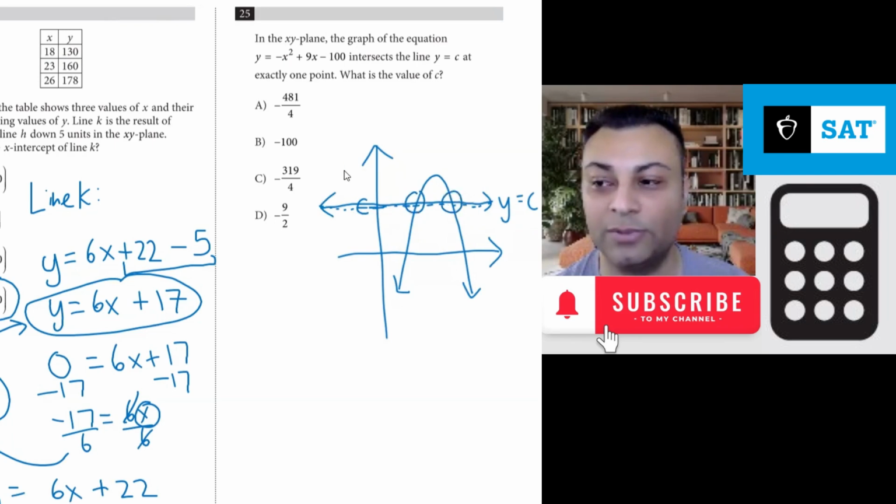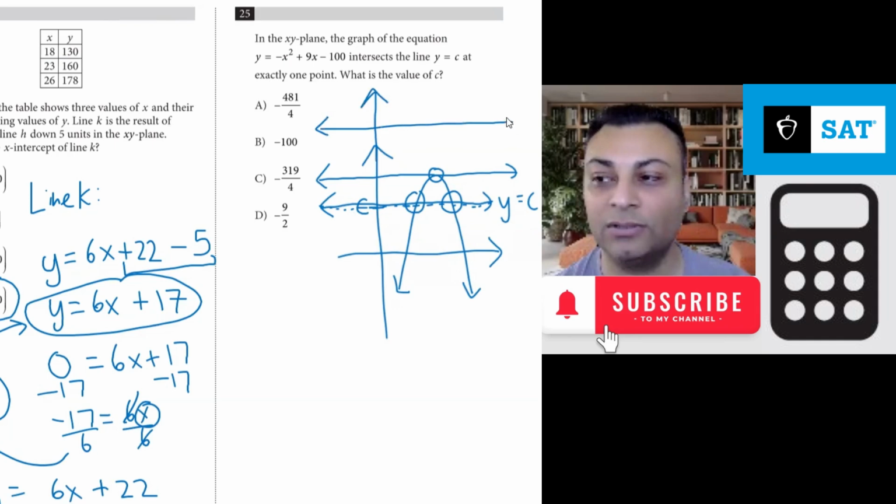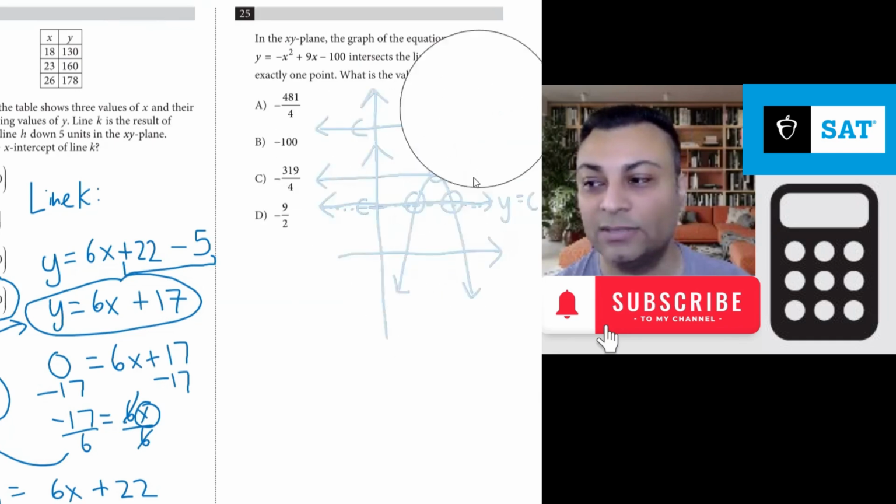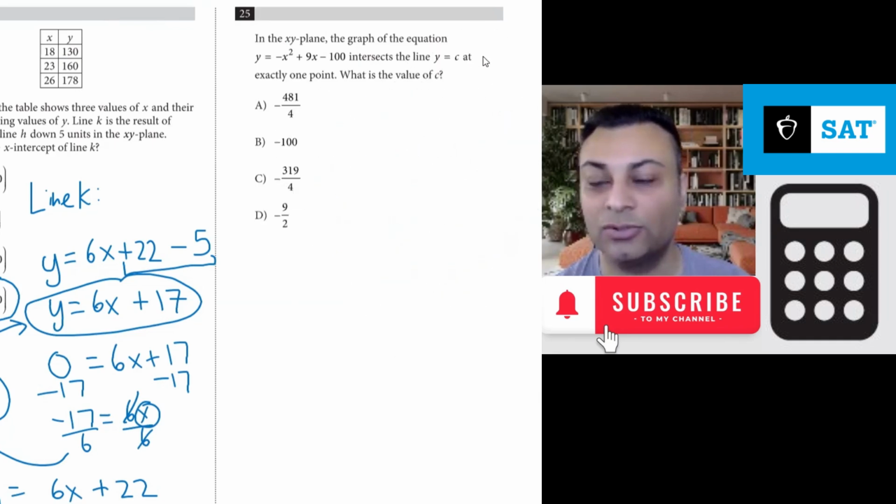Now, there's a way to hit the parabola once if you go right through the vertex. That's one intersection. And of course, if you draw the line here, if c were here, you would not hit the parabola at all. You would have no intersection points. So what we have is a case of one intersection point, so this line goes through the vertex.